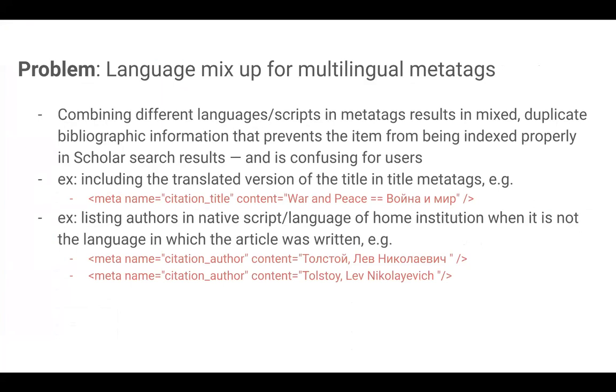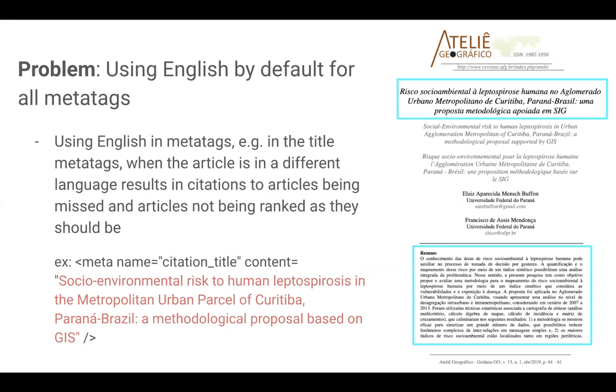So someone may, for example, click on a Scholar search result that seems to be an article written in a familiar language and end up on a PDF they can't read. Along the same lines, using English as the default for meta tags, regardless of the language of the article, will also cause problems for indexing.